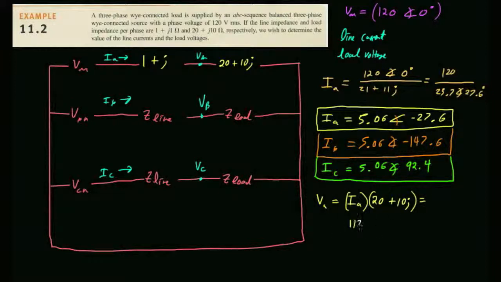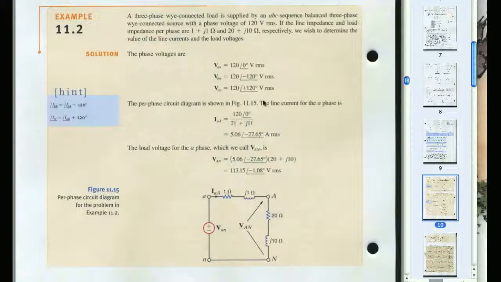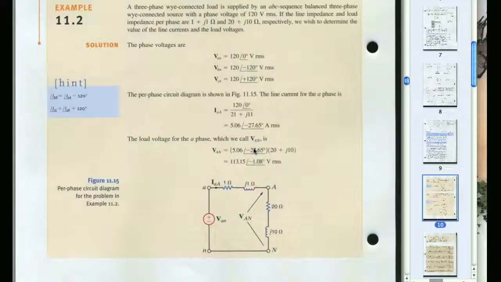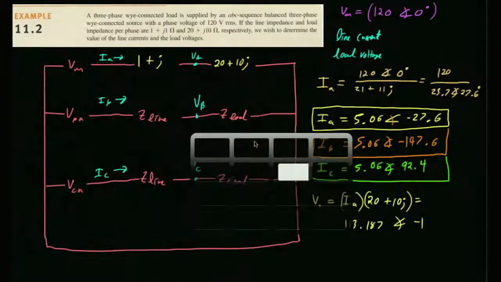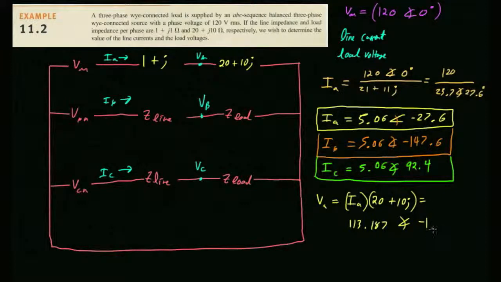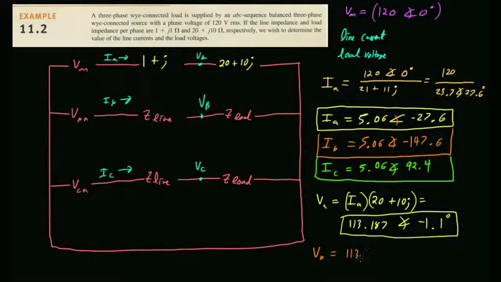They're getting 113 angle 1 degree. So they're getting V sub A equals 113 angle, is it positive or negative 1? Negative 1.1 degree. Okay? And then the same nonsense, right? You just subtract 120 degrees and 120 degrees again. So minus 121.1, and VC equals 113 angle 118.9 degrees.